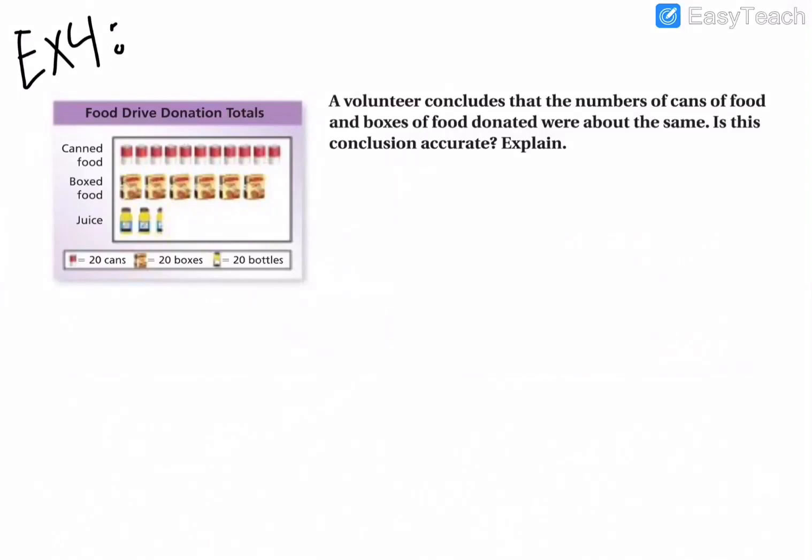Well, when you look at the little key down here, you notice that each of these cans represents 20, and each of these huge boxed foods also represent 20. So this is not accurate, because it looks like the boxed food is almost equal to the canned food, when really it's just taking up more space because of the picture.